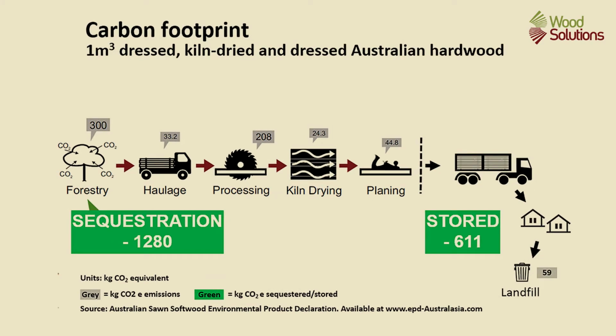This diagram provides the same information for 1 cubic metre of denser kiln-dried hardwood. 1,280 kilograms of carbon dioxide is sequestered in the wood. Emissions occurred during harvest and processing, and the net amount stored in the buildings or in landfills after these emissions, 611 kilograms. This carbon remains stored in the timber product until the material is eventually removed and either burnt or it breaks down naturally. Storage can be long-term.